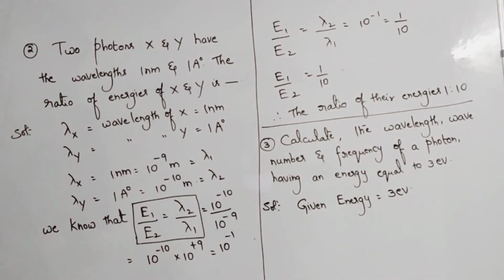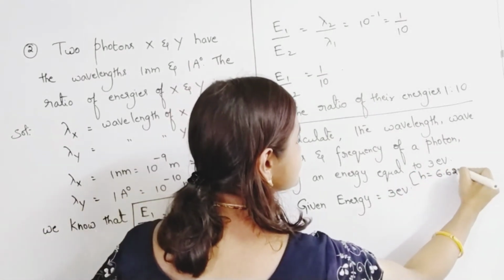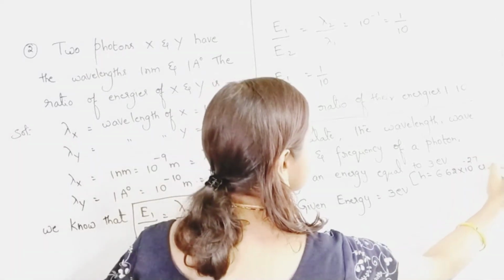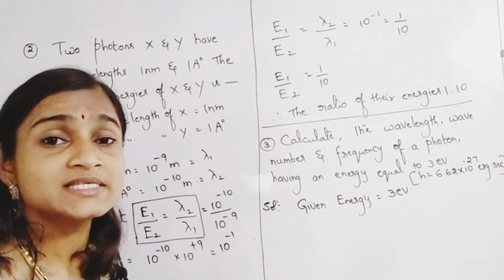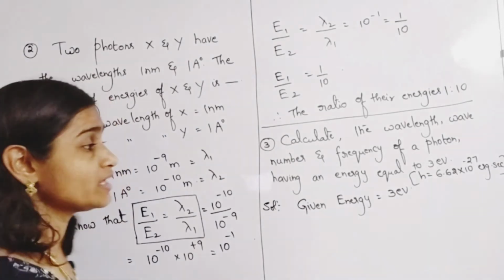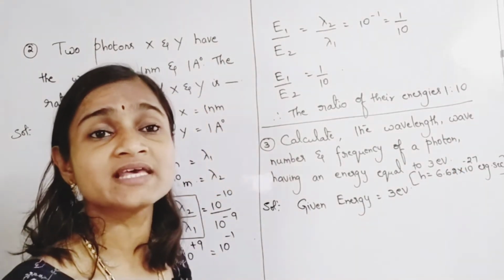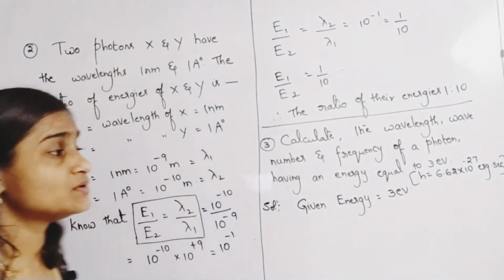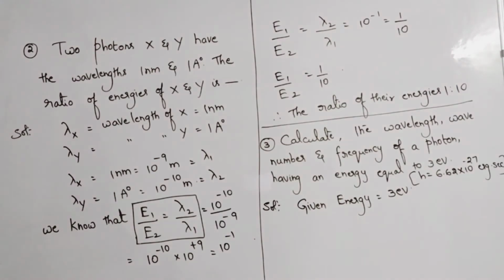You have to convert that into ergs, and it is also given in brackets. The h value is given as 6.62 into 10 to the power of minus 27 erg second. The h value is given in ergs, in the question only. So you have to convert this energy from electron volts into ergs. To convert electron volts into ergs, you have to multiply it with 1.602 into 10 to the power of minus 12 ergs.